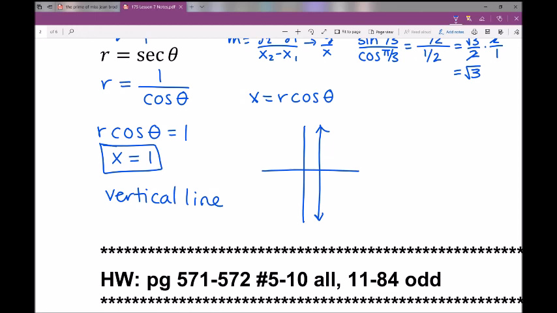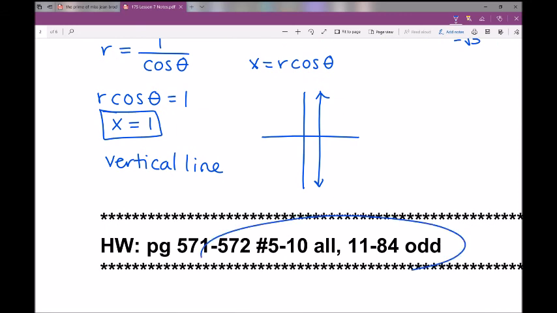Alright, so that's the first part of lesson 7. Hopefully that wasn't too confusing. Just make sure to work on the homework down here. Not too many problems for now, but it's important that you get some practice with this because the next part will be a lot more difficult.